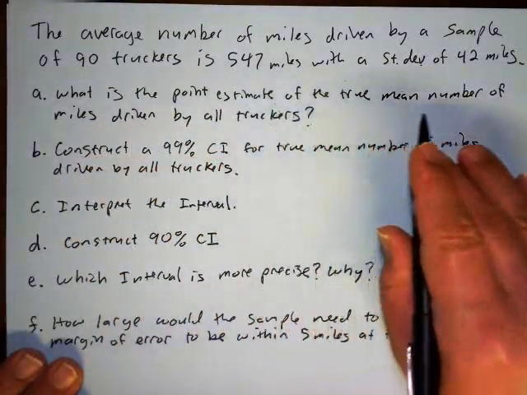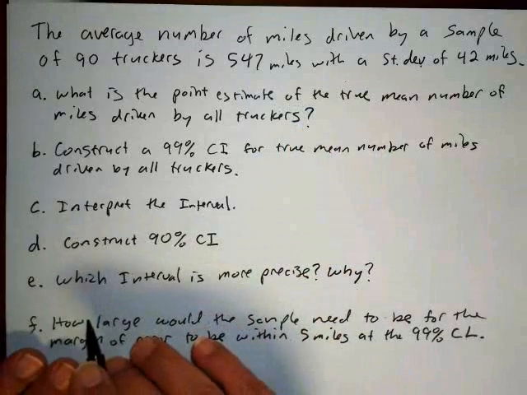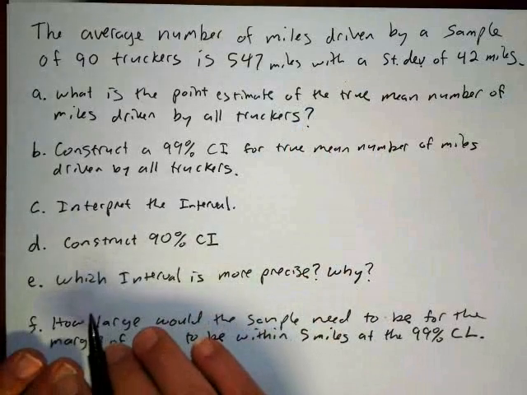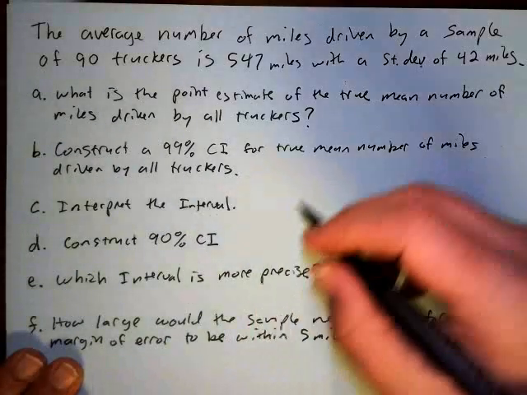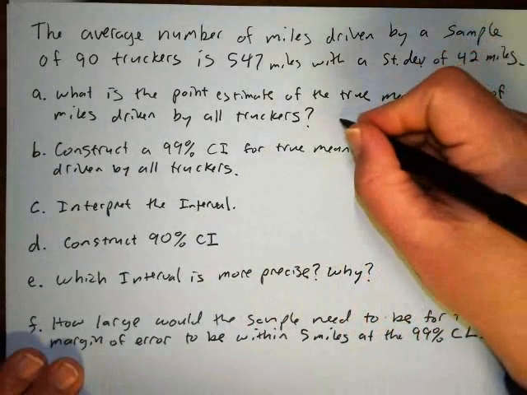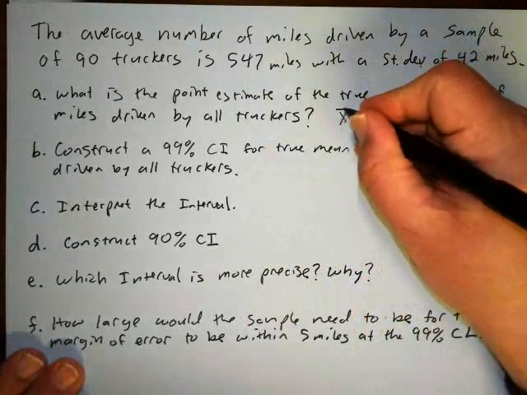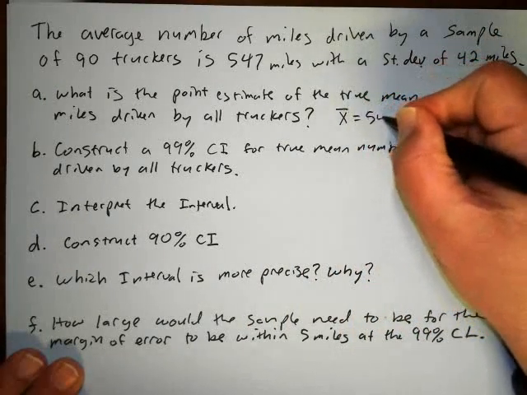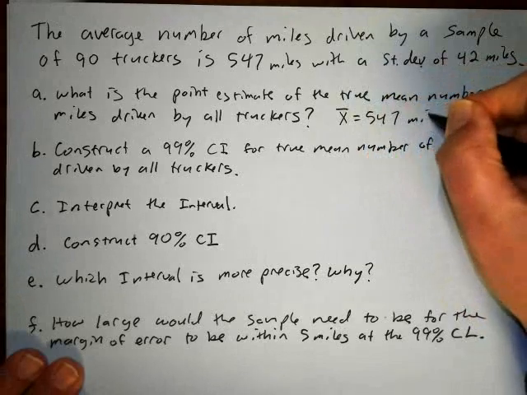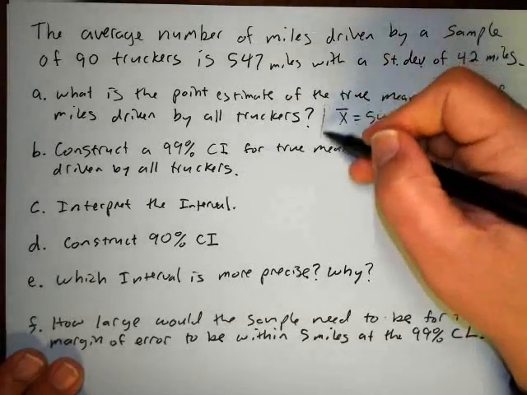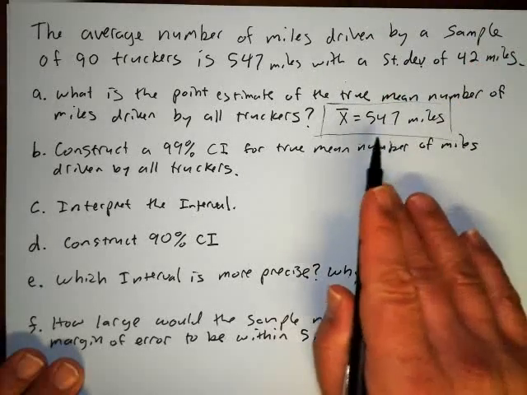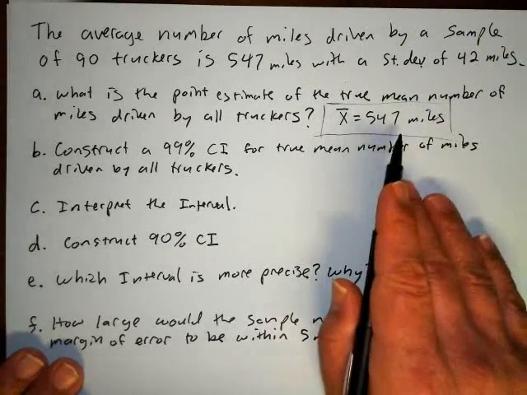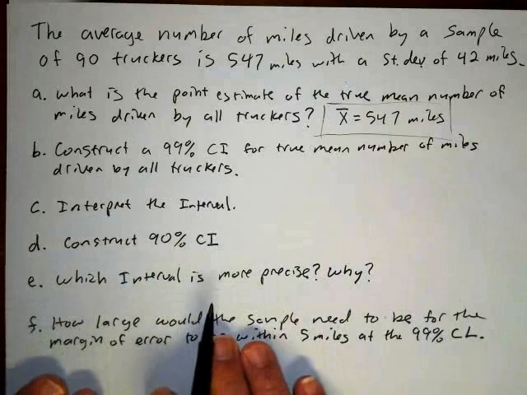First of all, what is the point estimate of the true mean number of miles driven by all truckers? Do you remember that way back at the beginning we talked about the point estimate? Do you remember what that was? It was X bar. In this case, 547 miles. So there's no formula or anything. You just have to remember that for the point estimate, you just use X bar. So that's the answer to part A.